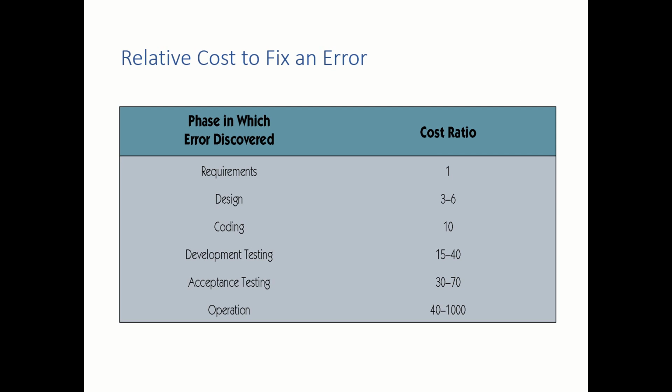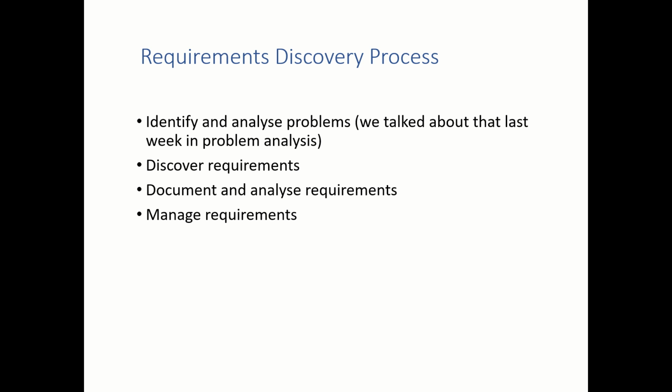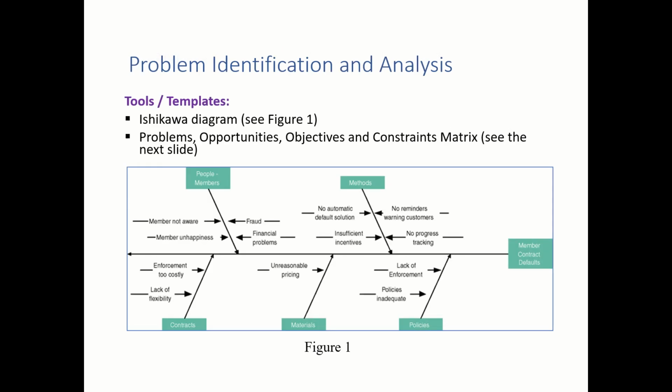There is a relative cost associated with each of the requirements, design, coding, and everything. So there is a cost ratio associated with each one of them. There is a requirements discovery process as such. When you identify and analyze the problems, you can discover the requirements by a proper analysis, and you can document and analyze the requirements, and you can manage the requirements which you have.